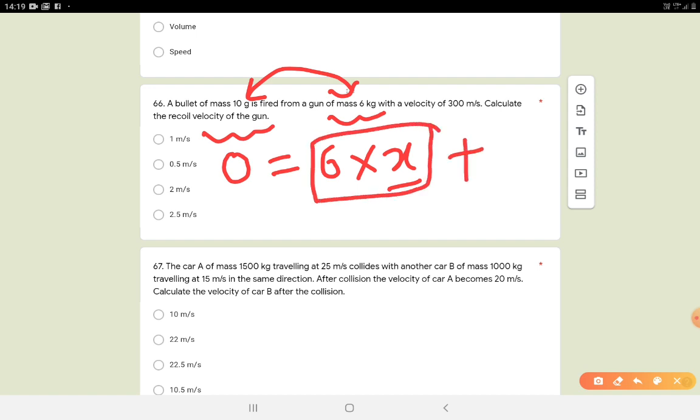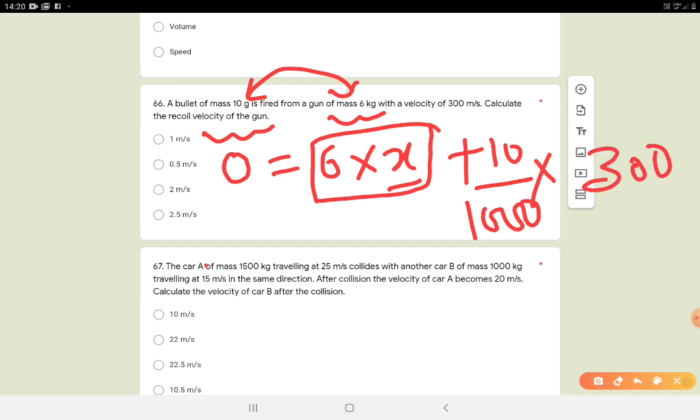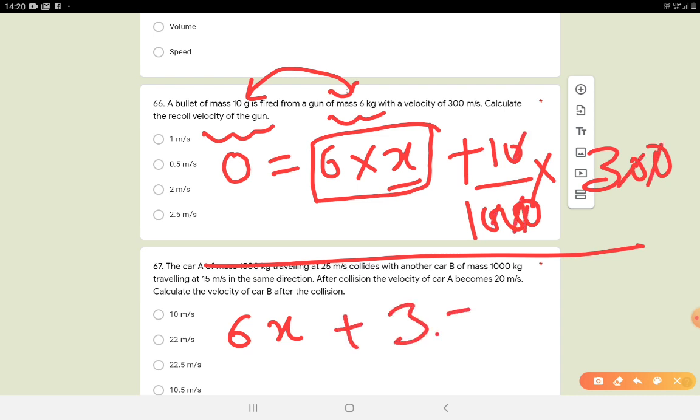Now plus we have to write the momentum of the bullet. We have the formula mass into velocity. The mass is given as 10 gram, but in kilogram we can write 10 upon 1000, multiplied by the velocity of that bullet, which is 300. Now we will solve this one. 6x plus 1 2 3, that is 3, equal to 0.